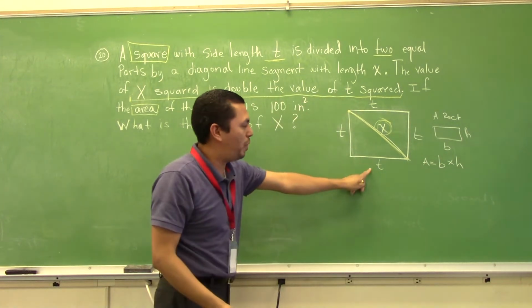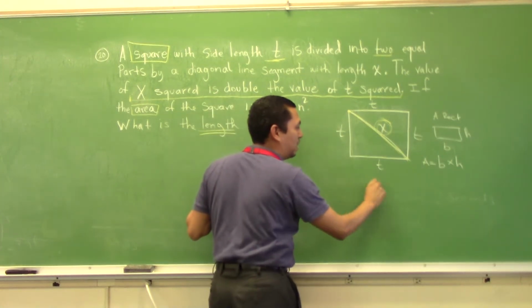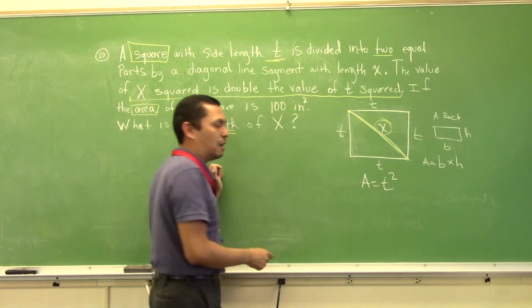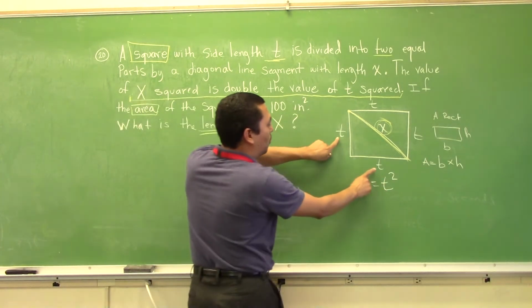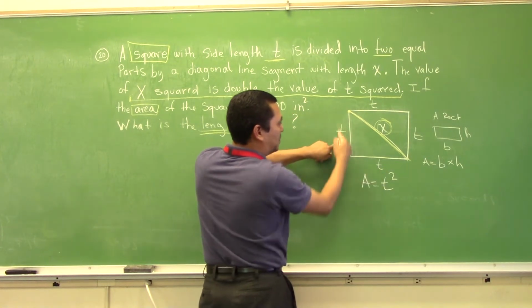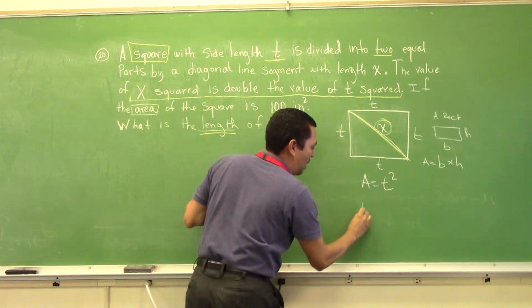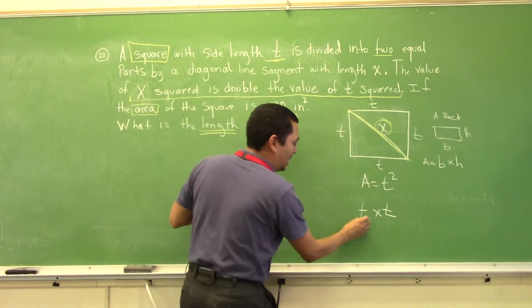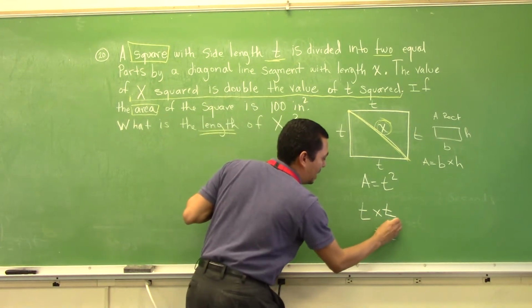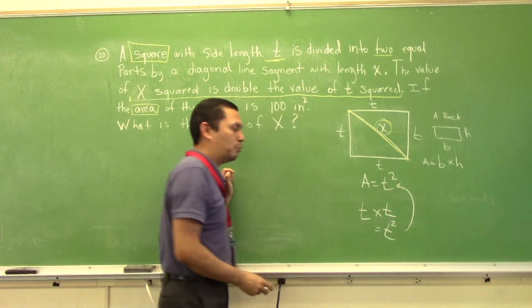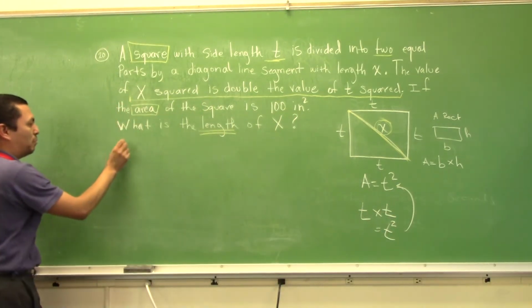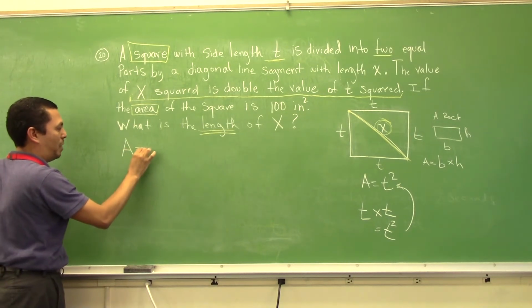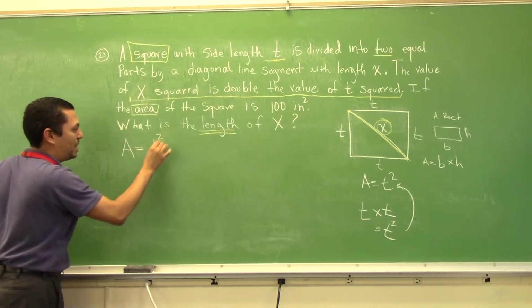The area of the square is the side to the second power. So the area of the square is t to the second power. Why? Because you multiply the base times the height, but they are the same. So you have t times t. Remember that we saw exponents already. t times t is equal to t squared. That's where that t squared is coming from. So that's why I'm going to start by writing the formula of the area of the square, A equals t squared.